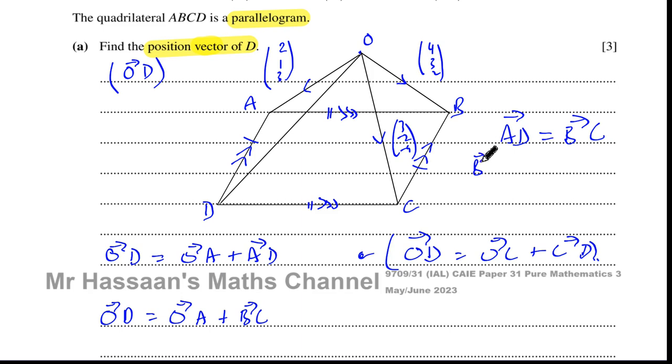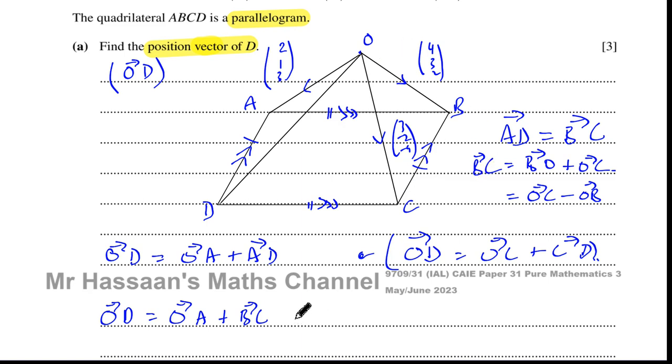B to C is the same as going from B to O plus O to C, which is the same as O to C minus O to B. So if I want to go from B to C, I go B to O, which is minus OB, plus OC. Minus OB plus OC is the same as saying OC minus OB. When you see something like this, in terms of going back to the origin, this is how it always works. It's always O to the second one minus O to the first one. And you can kind of see why.